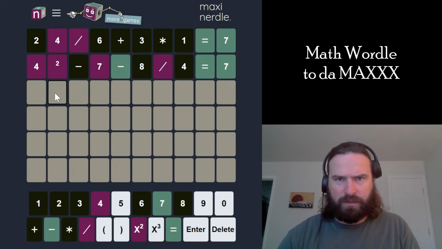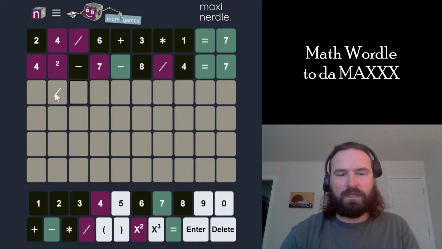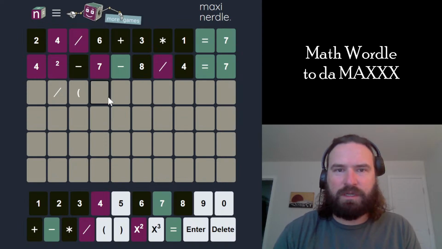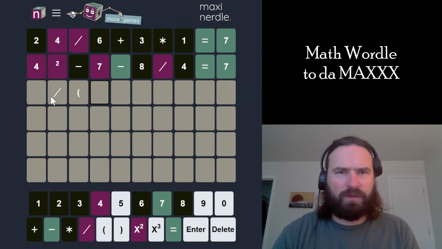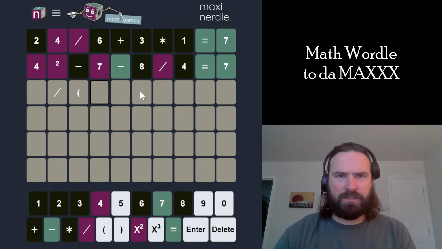There is a squared. Okay, so there's going to be parentheses is what I'm gathering. I think this is the only place a division sign can go now, and I think I have to have parentheses, and it's going to be something squared equals 7. No, I'm very confused. This is the only place division can go, because it can't go next to the subtraction sign, and it can't go last, and it can't go here. So division has to go there.